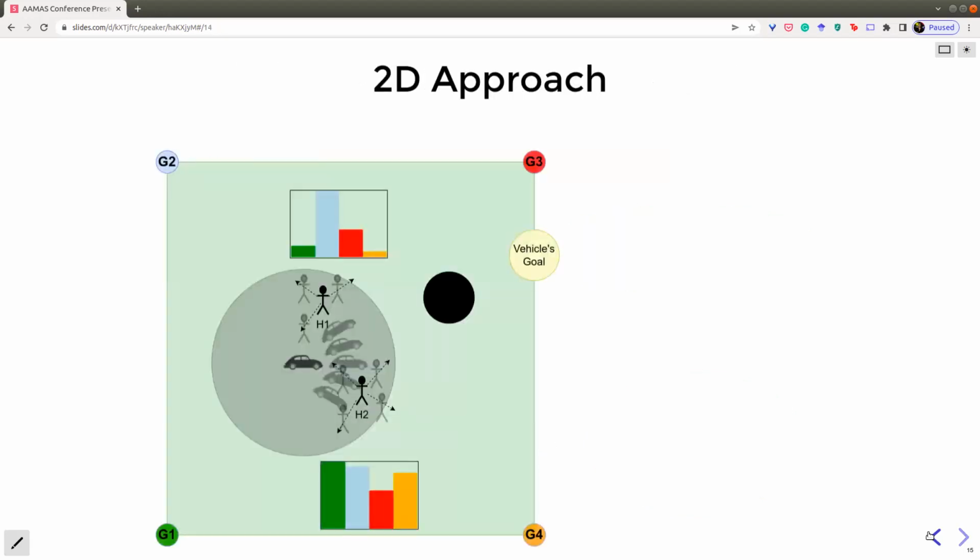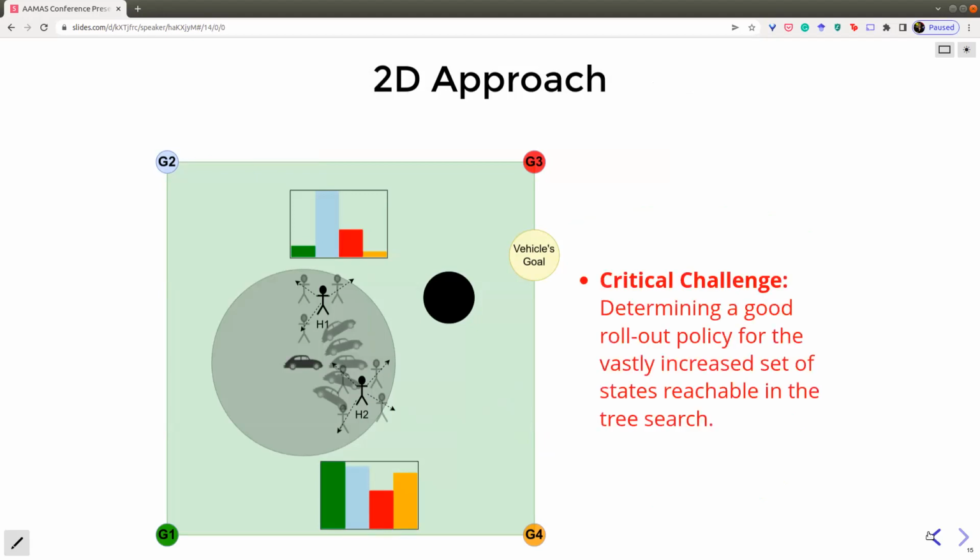This expansion of the action space opens up a much larger region of the state space to exploration during tree search. The planner is no longer reasoning over uncertainty in pedestrians' intention along just one path, but along multiple possible paths to the goal. This poses a critical challenge to tree search. There is now a need for an effective rollout policy for all the possible future vehicle positions to distinguish good future states marked in green from bad future states marked in red.